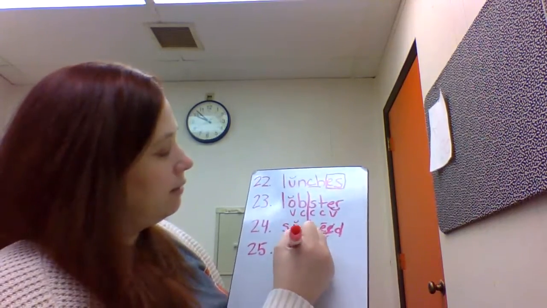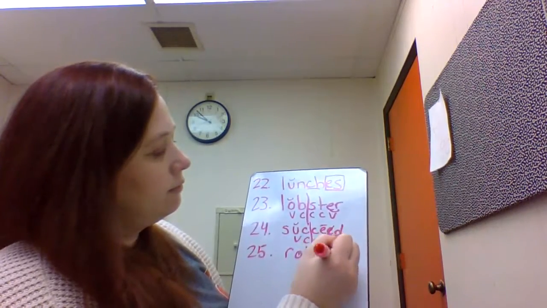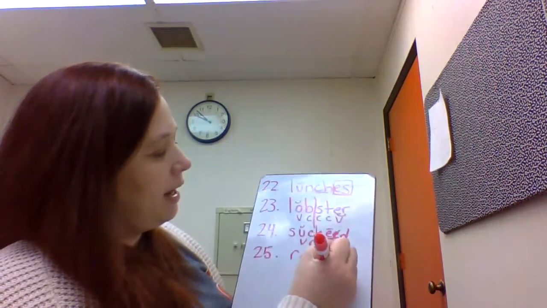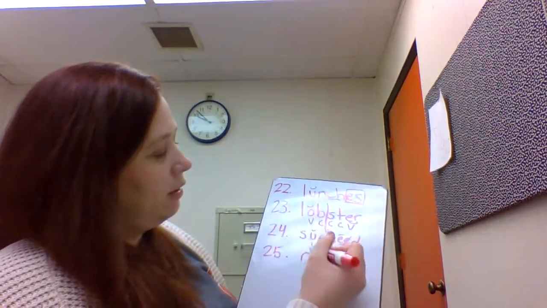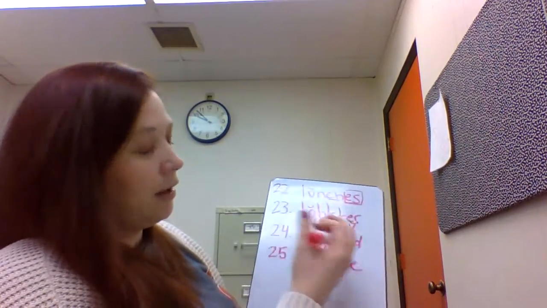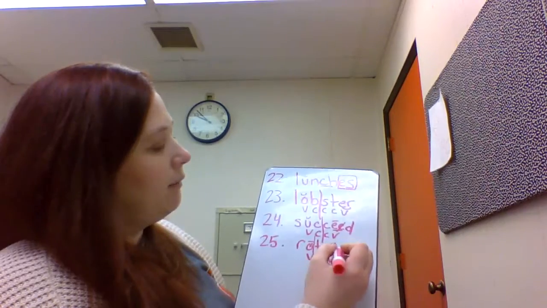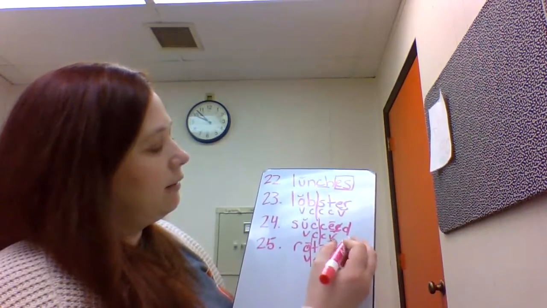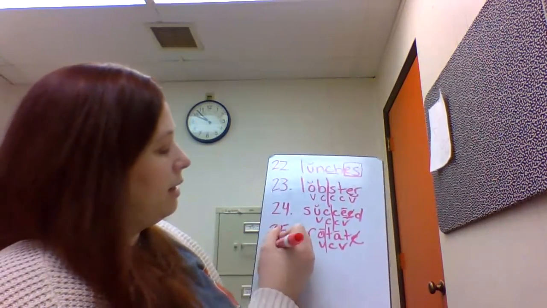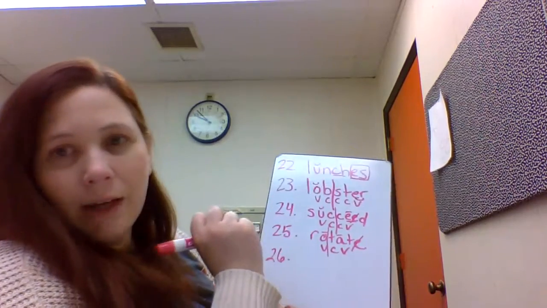25, rotate. Here we have vowel, consonant, vowel. So our line goes here. Our O says its name because it's like open. And then here we have vowel, consonant, E. Our A gets the macron too, and our E goes away because it's sneaky and it ran off.